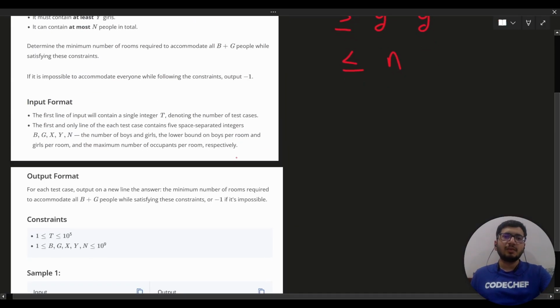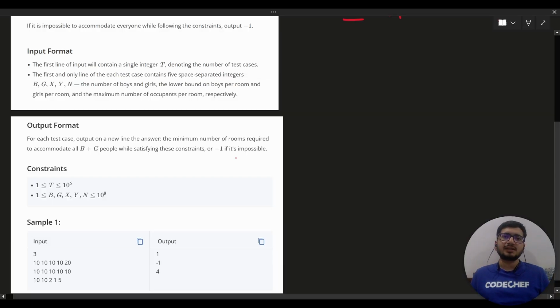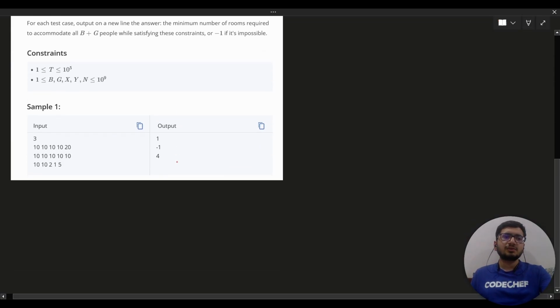As for the input format, we have t test cases, and for each test case, we'll have a single line that will have these 5 inputs b, g, x, y, and n. That is the number of boys, the number of girls, the lower bound of boys, girls, and the total count of people in a single room, that is n. As for the output, if it's possible, we have to output the minimum number of rooms, otherwise we output negative 1. As for the constraints, number of test cases will go from 1 to 10 raised to 5, and the value of the inputs will go from 1 to 10 raised to 9.